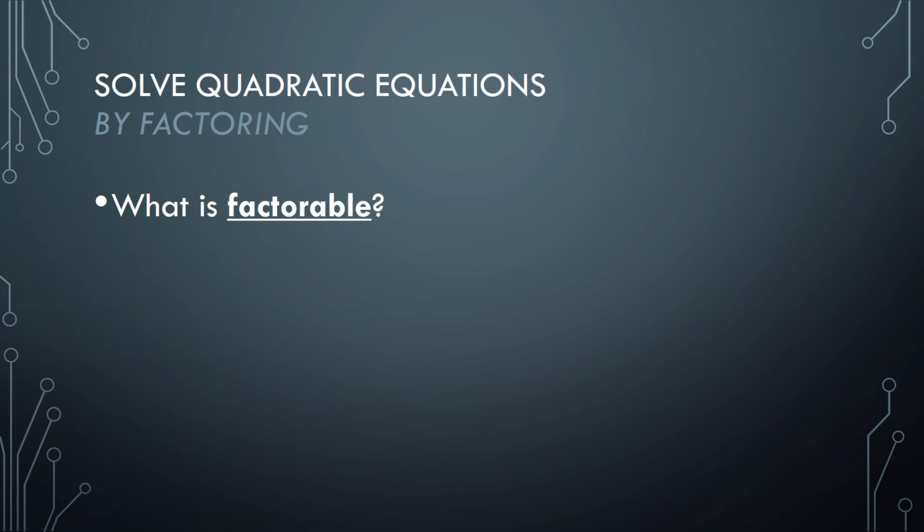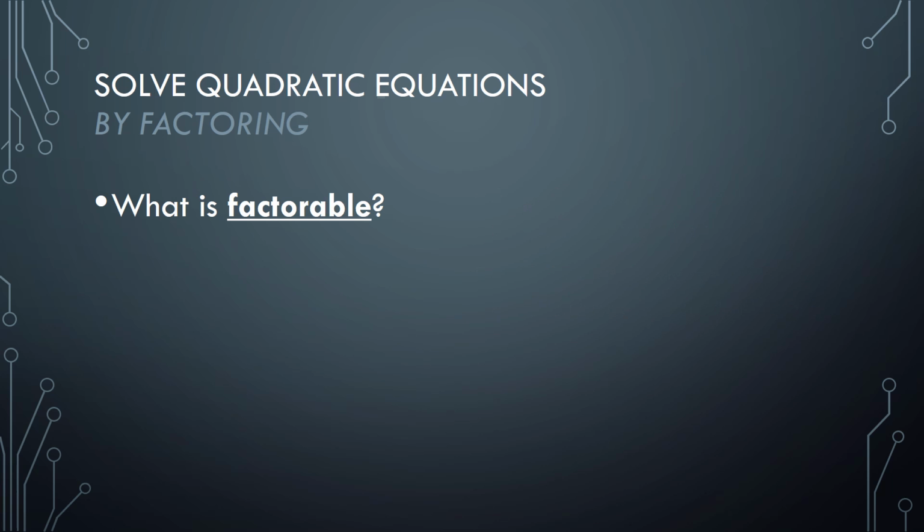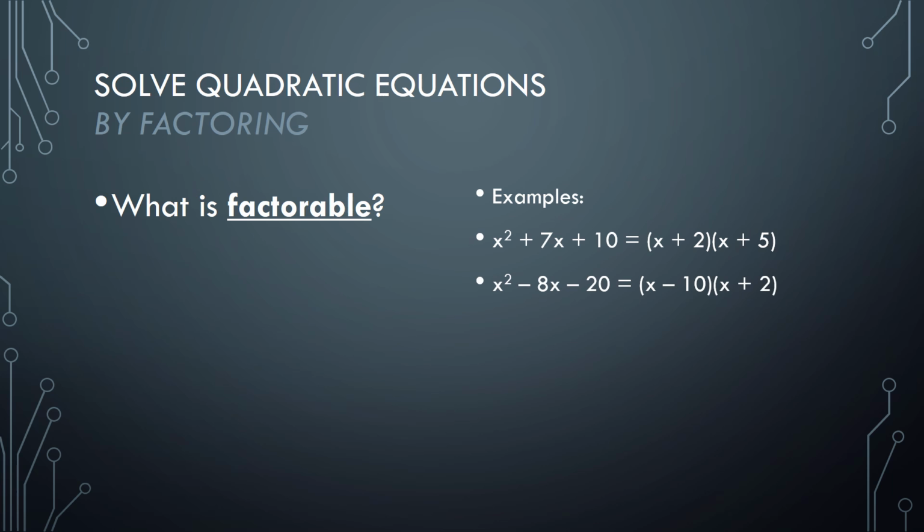What is factorable? Well, if a quadratic equation is written in the form ax squared plus bx plus c equals 0, if it's factorable, we can write it in two groups like these. You don't remember doing that? Here's some examples. If you weren't sure if you factored it correctly, you could use foiling to check. These are factored correctly.